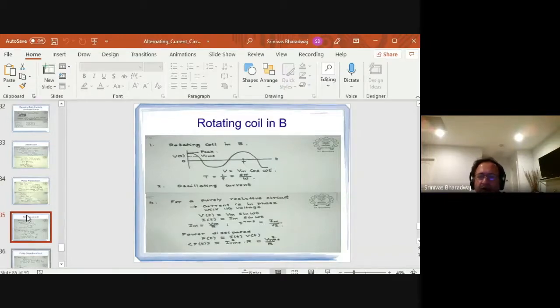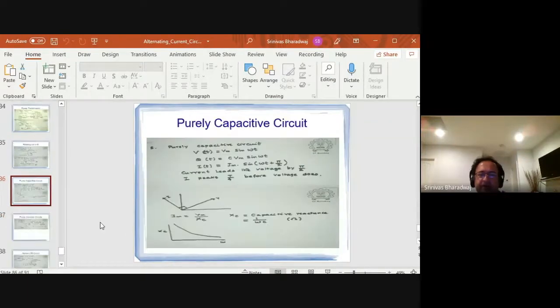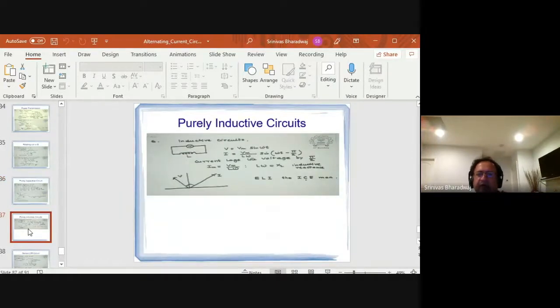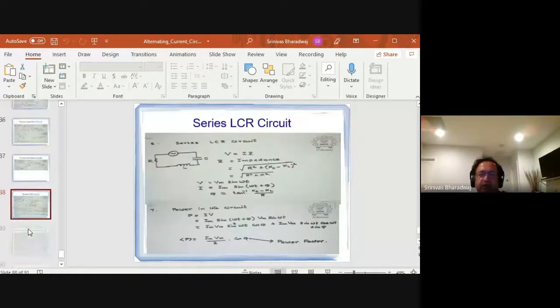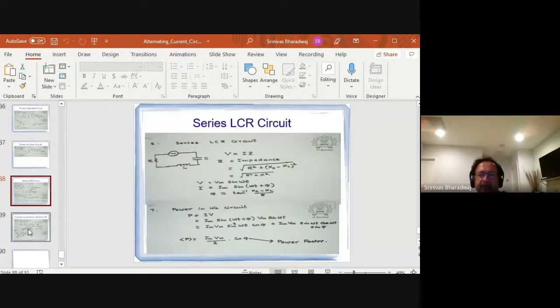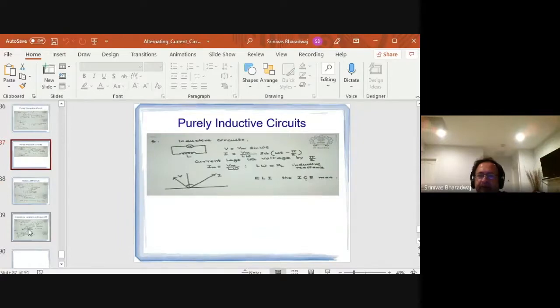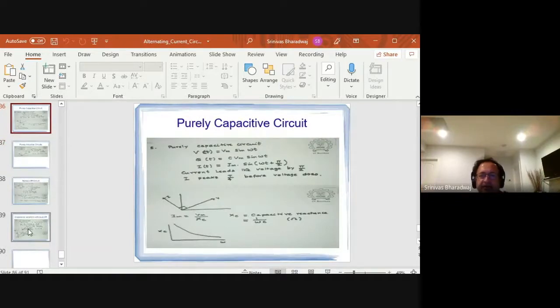So now for a purely resistive circuit, you will have power equals VI, therefore V RMS squared by R. For a purely capacitive circuit, there is no loss in power, right? And correspondingly you can do the calculation. For a purely inductive circuit, you also know how it works: the inductor lags, the capacitor leads, etc. Current lags in the inductor, current leads in the capacitor, right?